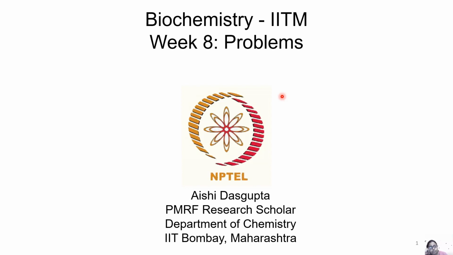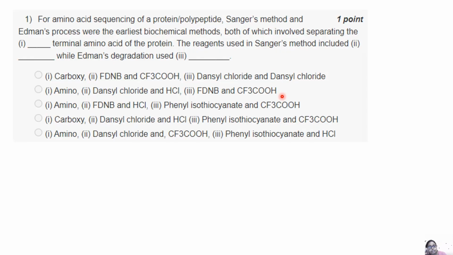I'll move on to the first question for today. For amino acid sequencing of a protein or a polypeptide, Sanger's method and Edman's process were the earliest biochemical methods, both of which involved separating the number 1 dash terminal amino acid of the protein. The reagents used in Sanger's method included 2 dash, while Edman's degradation used 3 dash. There are 5 options, and we have to figure out the correct answer for this question.